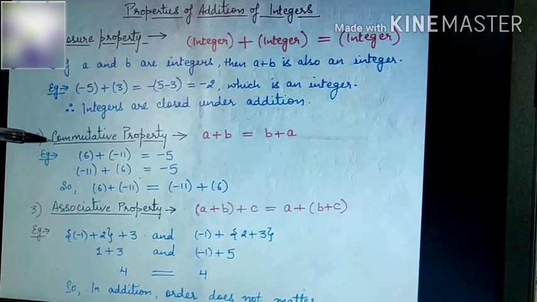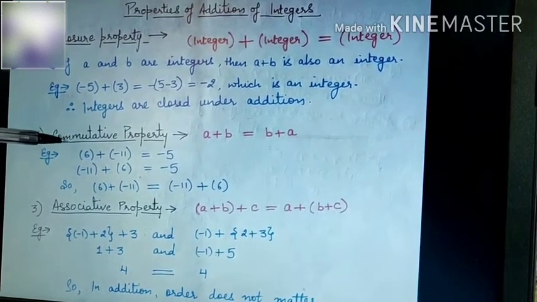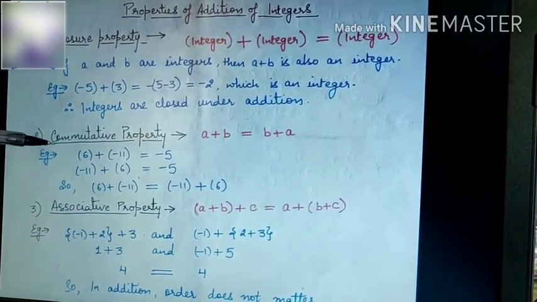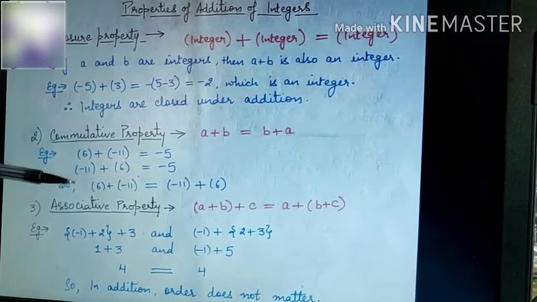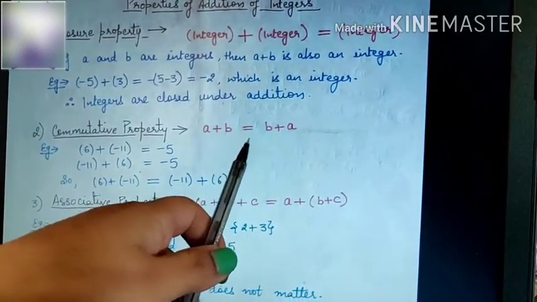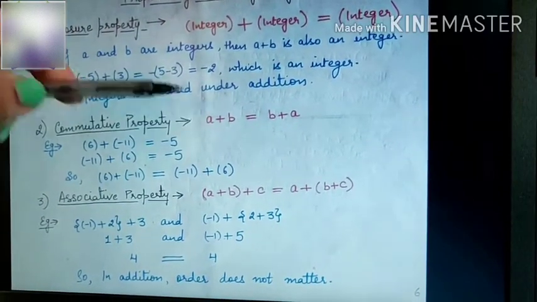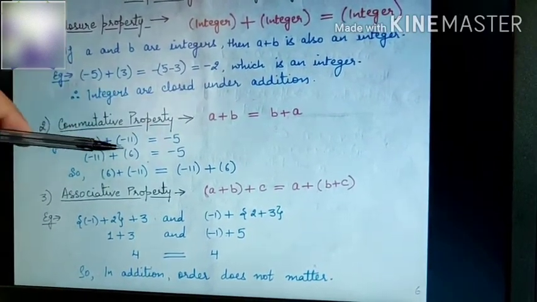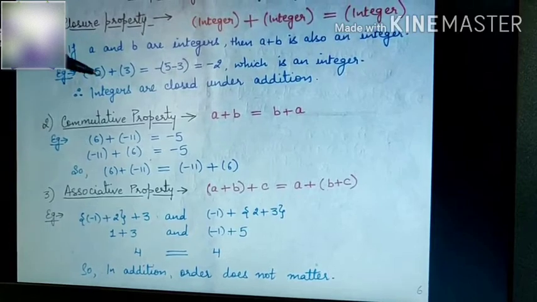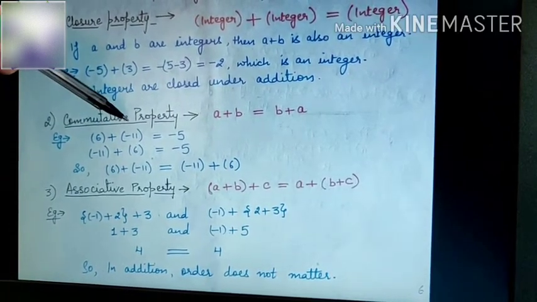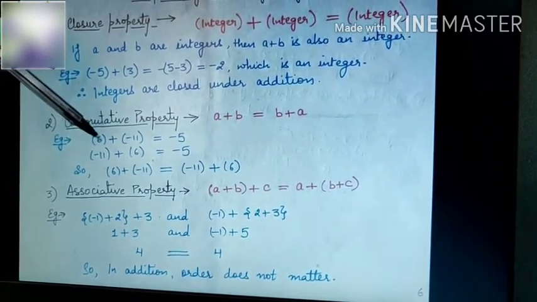Commutative property means when you add two integers and if you change the order of the integers, the sum will remain the same. See here, a plus b is equal to b plus a. I have taken an example. Let us take in place of a 6 and in place of b minus 11. So first I will add 6 and minus 11, then I will add minus 11 and 6.